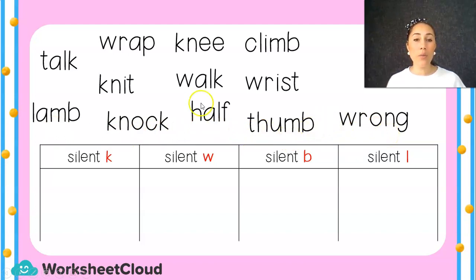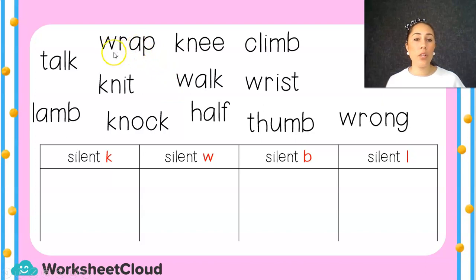Well done. Now we're going to look at all the silent letters that we've already looked at today. We've looked at the silent K, the silent W, the silent B, and the silent L. And where did we find that silent K? Mostly in the front of the word. The silent W, also in the front of the word. The silent B was at the back, and the silent L we found in the middle of the word. And now we're going to look at each of these and move them to the block that they need to be in. Do they have a silent K, or a silent W, or a silent B, or a silent L?